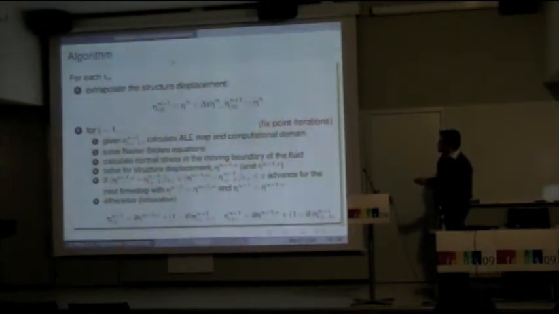So here, at each time step we extrapolate the structure displacement, then we do the fixed point iteration for the fluid structure coupling. Given the displacement, we compute the ALE map and the computational domain. We solve for Navier-Stokes, we compute the normal stress, then the structure displacement, and then we check here for tolerance, and we apply the Aitken relaxation.